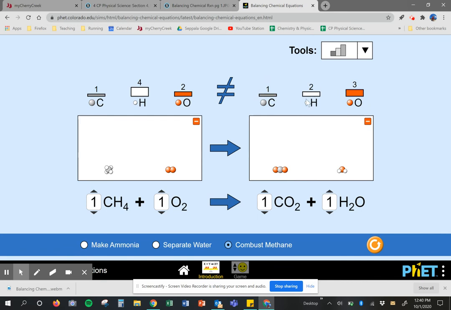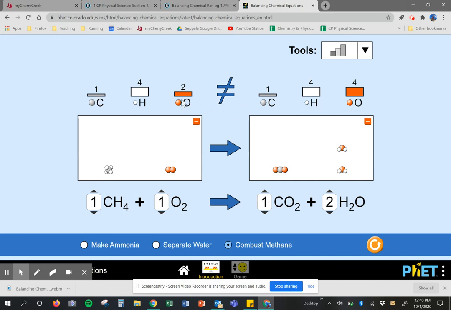All I have to do is double my hydrogens over here. I won't touch these guys. There's no hydrogens there. I'll touch the waters. There's hydrogens there. If I double those, I have 4 hydrogens and 4 hydrogens. Good. I still have 1 carbon and 1 carbon. Good. But my oxygens are not balanced.